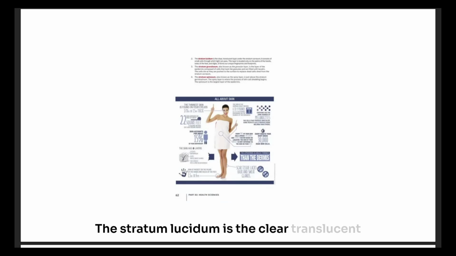The stratum lucidum is the clear translucent layer under the stratum corneum. It consists of small cells through which light can pass. This layer is located only on the palms of the hands, soles of the feet, and digits. It forms our unique fingerprints and footprints.